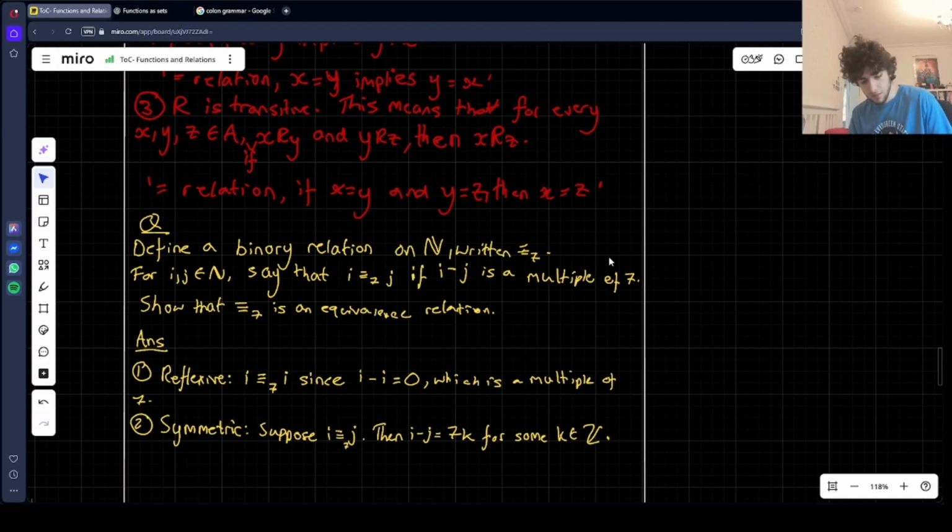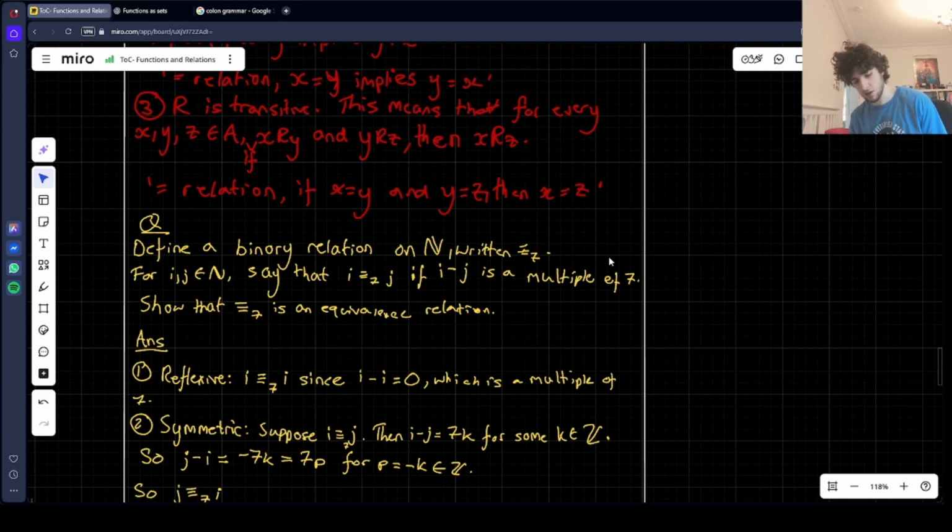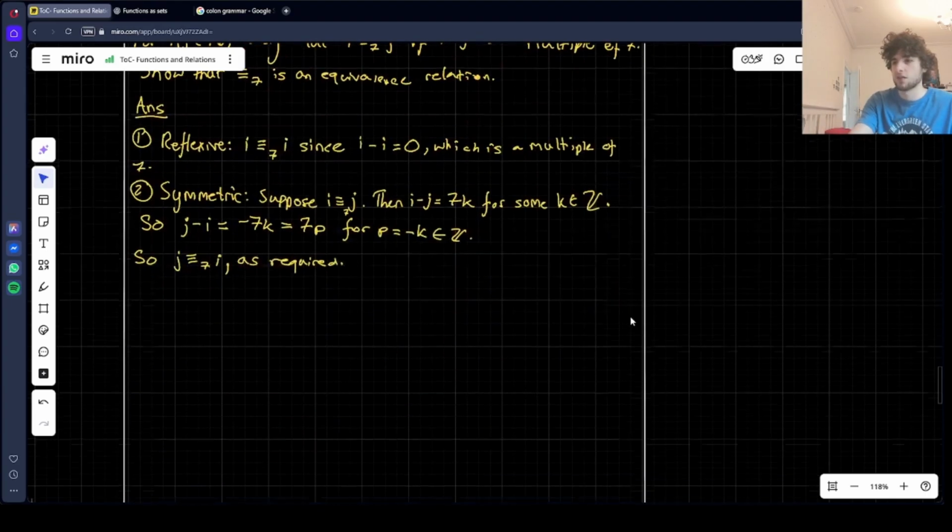So what we can say is that j minus i is equal to minus 7k, because you basically just took out a minus sign. i minus j times minus 1 is j minus i, so you can multiply the right hand side by minus 1 as well, which we can say is equal to 7p, for p equal to minus k, which is obviously in the integers. And so this is effectively the same rule. So j minus i is also a multiple of 7, so j is also related to i by the same relation, as required. Because all we need to do to prove that the relation is symmetric is suppose that i is related to j, and then show that implies that j is related to i, which we've done.